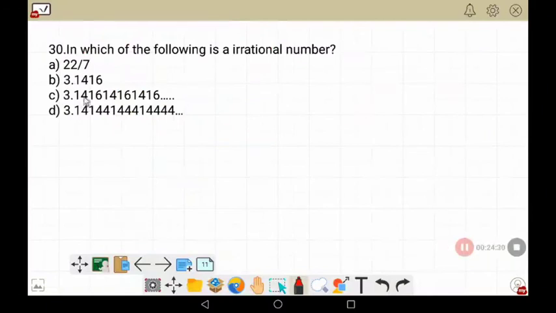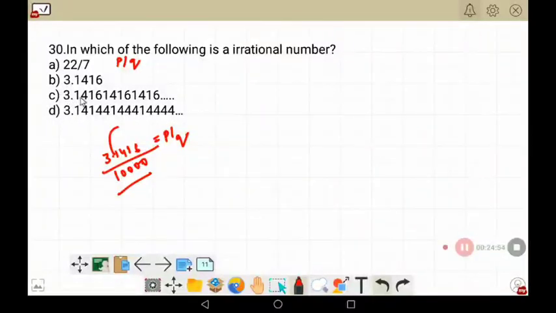Next question. Which of the following numbers is an irrational number? 22 upon 7. This is in the form of P upon Q, 100% rational. And this is 3.1416. You can remove the decimal from here and add 4 zeros. So this is again in the form of P upon Q, that is a rational number. Next, 3.1416, 1416, 1416. Look at this question, this question is very important. 1416 is getting repeated.